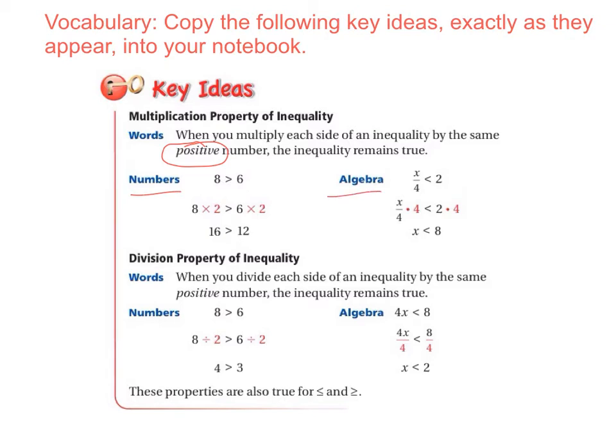Division property of inequality. When you divide each side of an inequality by the same positive number, the inequality remains true. These properties are also true for less than or equal to and greater than or equal to.